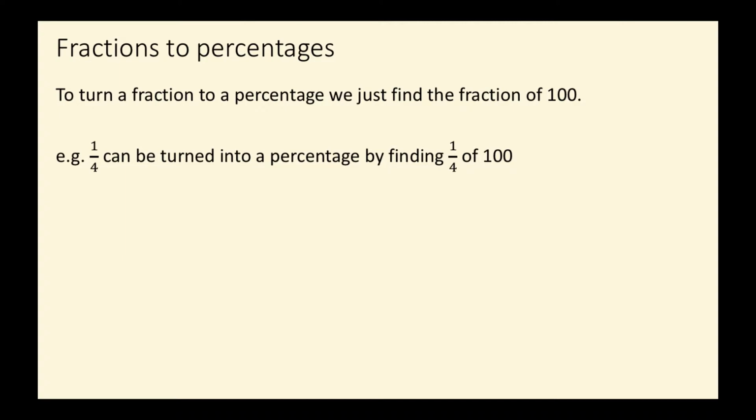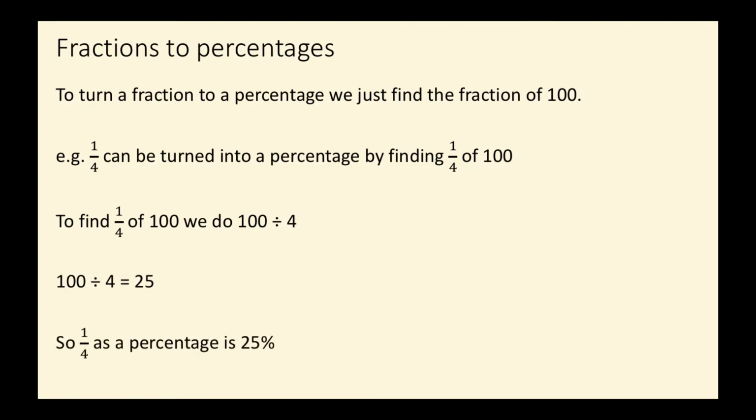So let's look at another example. A quarter can be turned into a percentage by finding a quarter of 100. To find a quarter of 100, we do 100 divided by 4. 100 divided by 4 is 25. So 1/4 as a percentage is 25%.